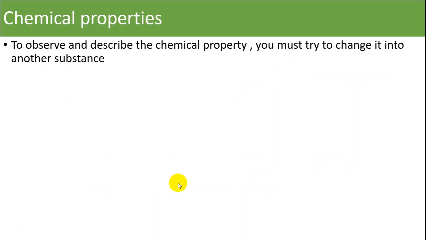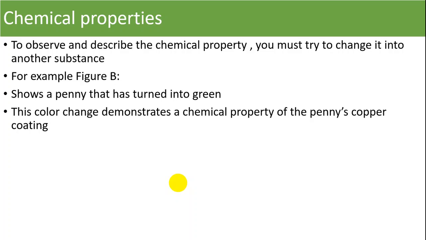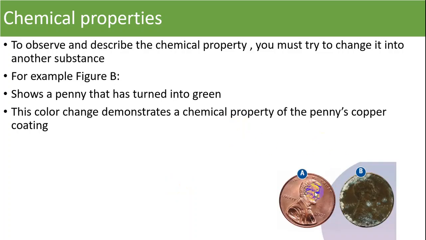To observe and describe a chemical property, you must try to change it into another substance. This is a must. You have to change the substance into another substance. Like this one, for example, a penny that has turned green. This color change demonstrates a chemical property of the penny's copper coating. This is related to tarnishing, related to oxidation also.